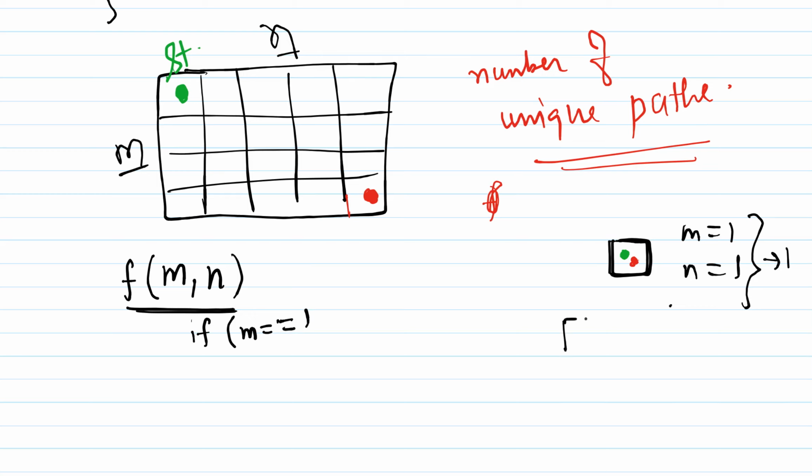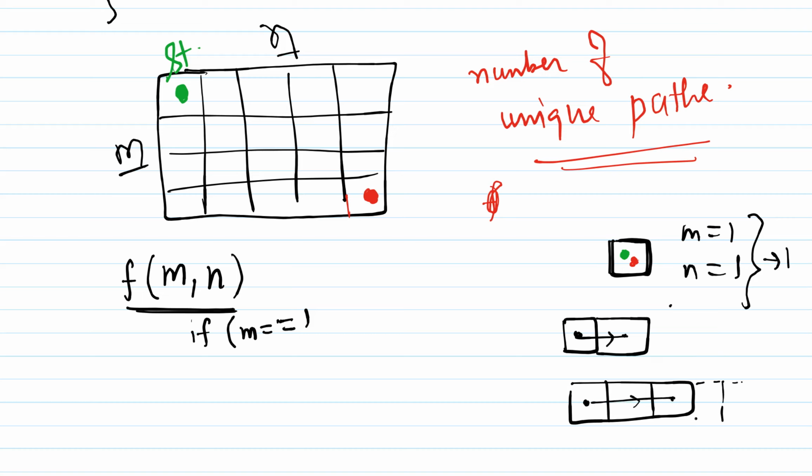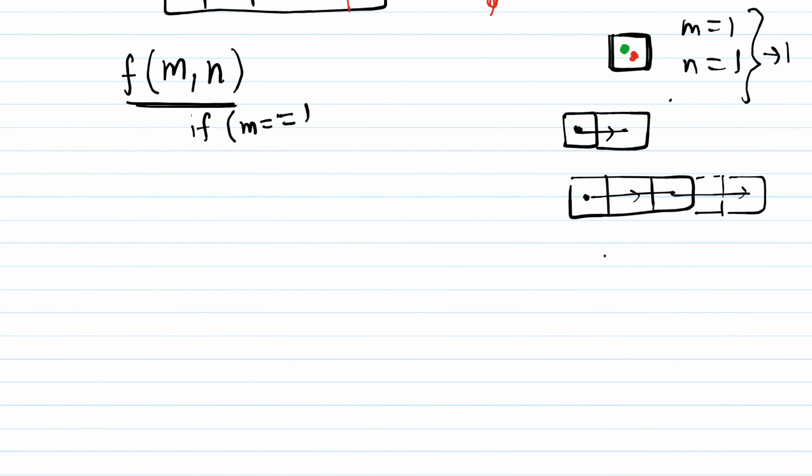Now let's add to it. Let's say we have these 2 cells. Now you have to reach from here to here. Again there is just one path. Now let's expand it further. We have 3 cells. You have to reach from here to here. Again there is just one path, and no matter how many cells you add, it will have just one path. Similar is the case for this vertical scenario.